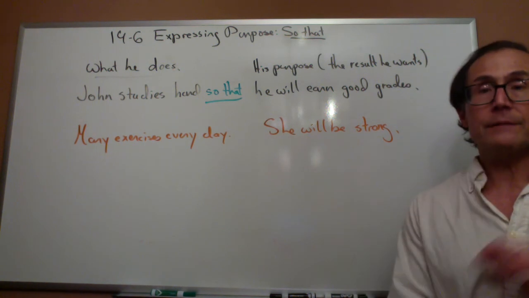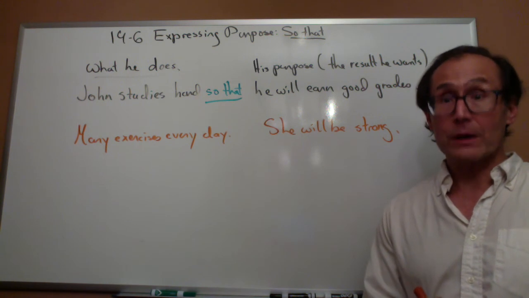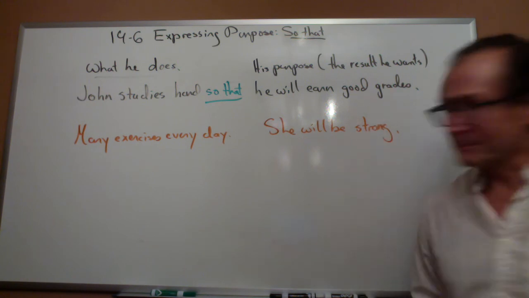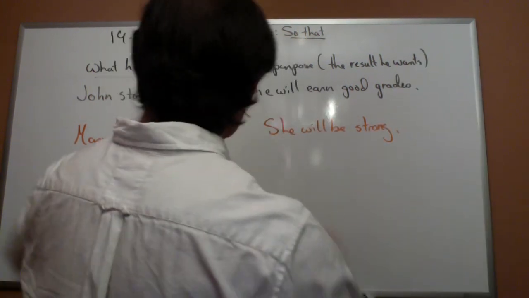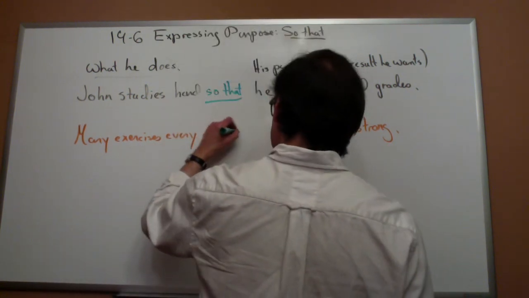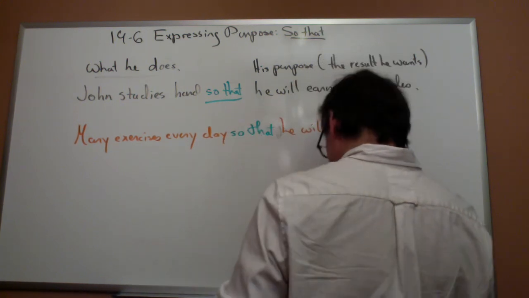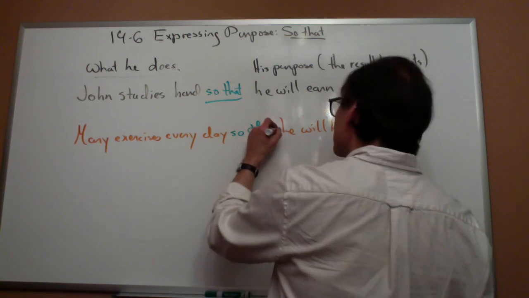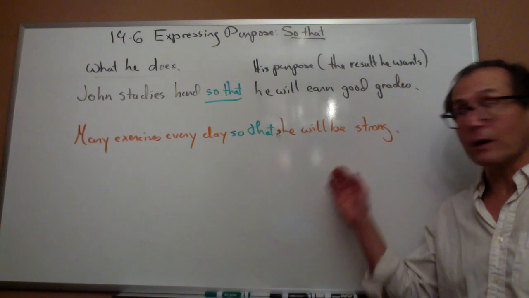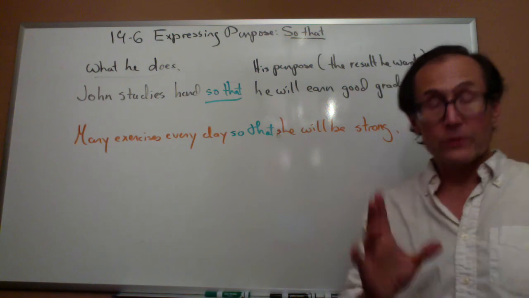How can I say that? Take a minute and think. Write it down if you want to. Pause the video if you need to. Okay, so the way I can say it is, Mary exercises every day so that she will be strong. This is what Mary does, and this is her purpose, or the result that she wants.